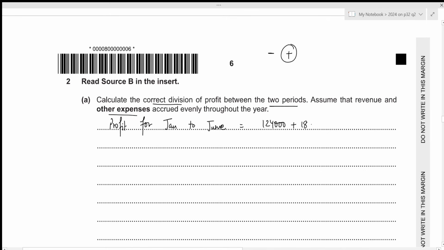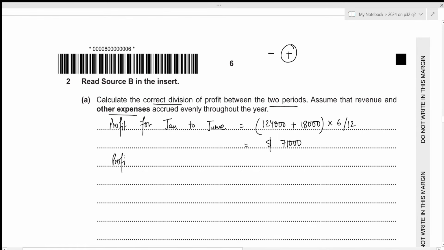So we add the 18,000, that's 13,000 plus 5,000, and we only require it for 6 months. So times 6 out of 12. This gives the profit for the first 6 months of the year to be 71,000.